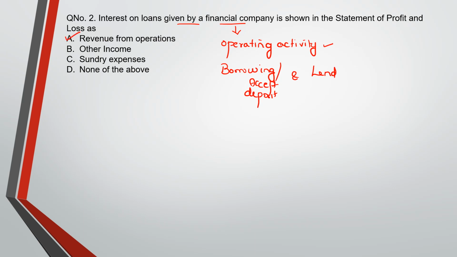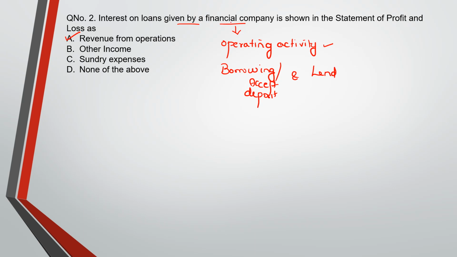Non-financial company, let me explain it to you. The company which is not in this particular business of borrowing and lending. It can be a manufacturing company which is buying raw material, manufacturing and selling its product. It might be a trading company which is buying, adding its profit and selling. Or it can be a service rendering company. So here you have to be careful to read what type of company it is.